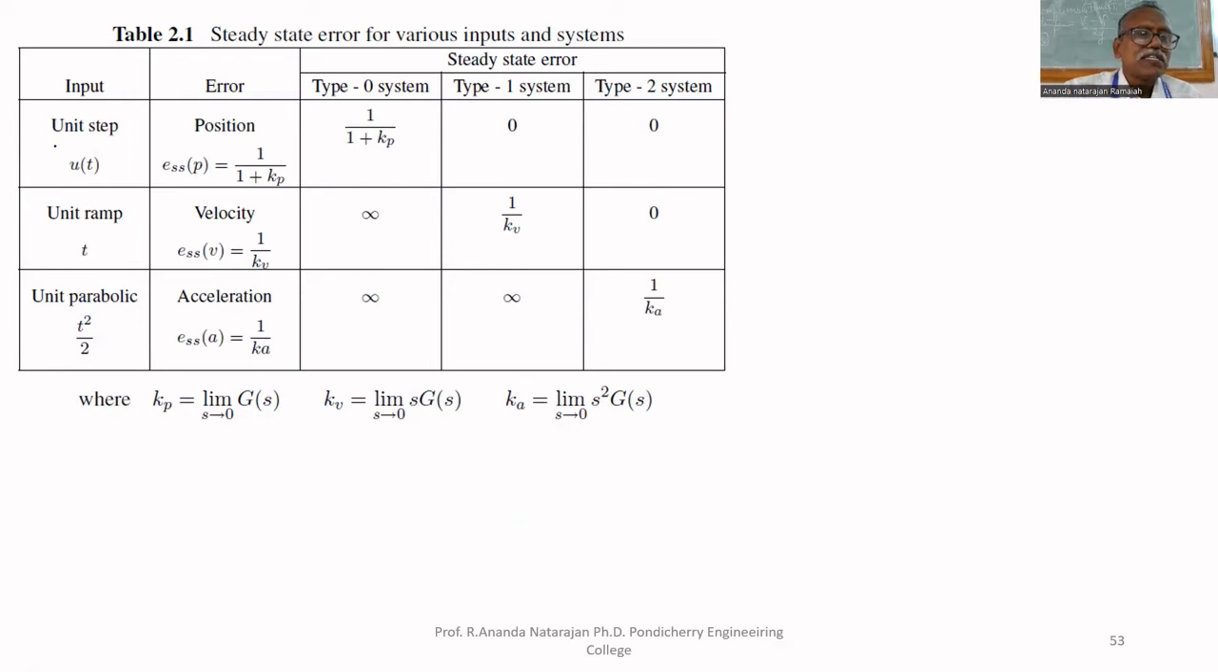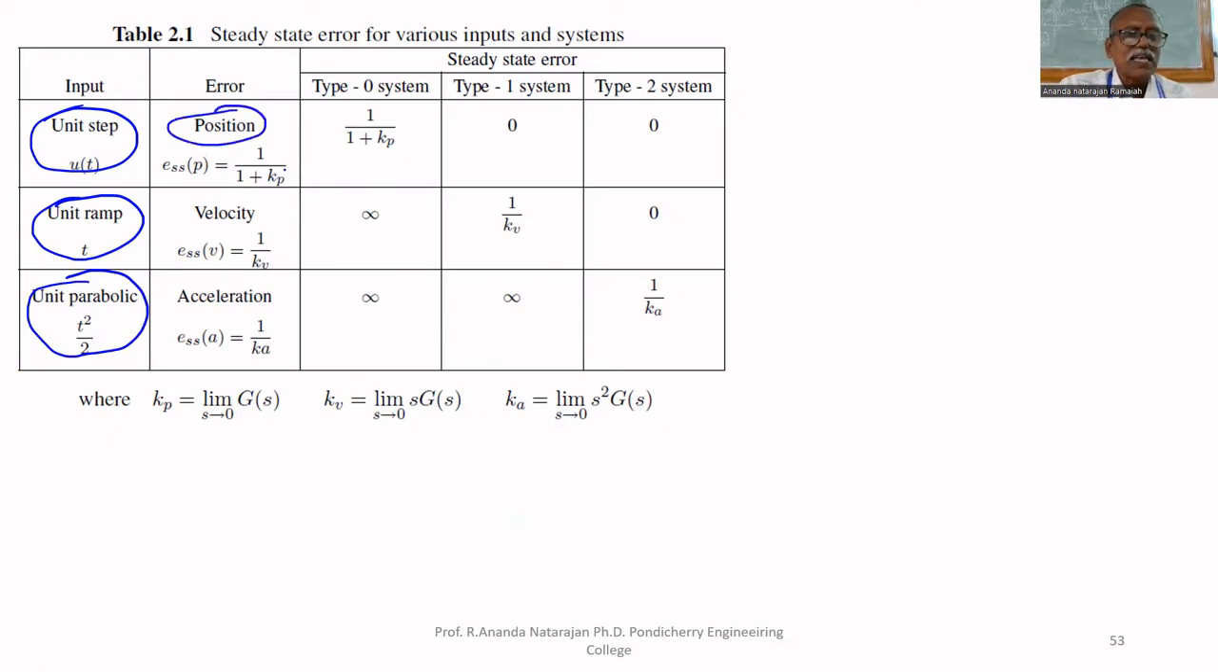If it is position input, that is unit step input. Velocity input, that is ramp input. Acceleration input, that is parabolic input. Position error is 1 by 1 plus Kp. If you substitute, you will get 1 by 1 plus K for type 0 system. For velocity error, you will get infinity. For acceleration error, 1 by Ka, you will get infinity.